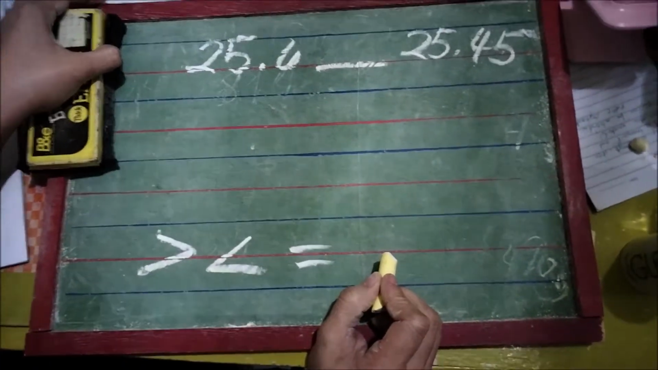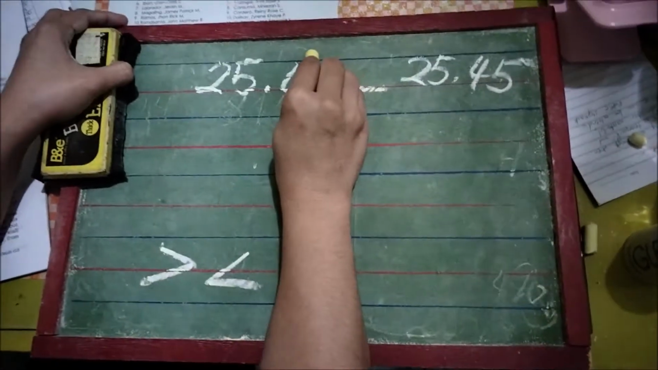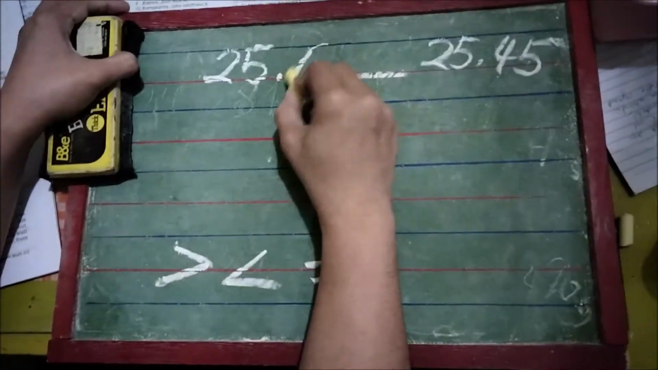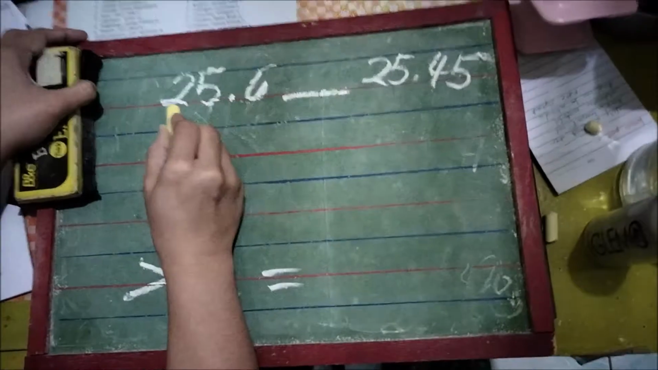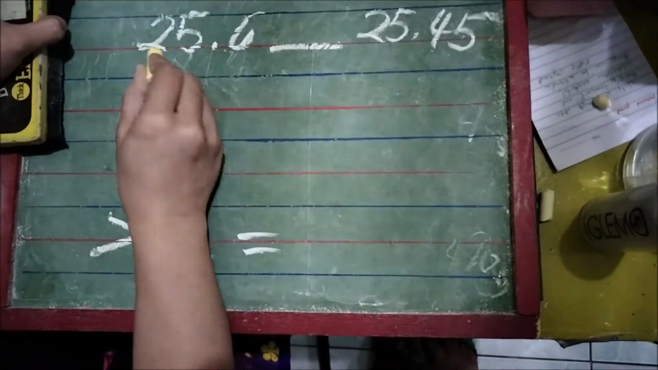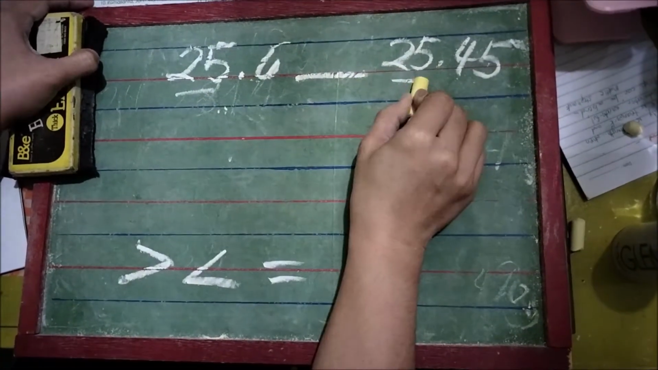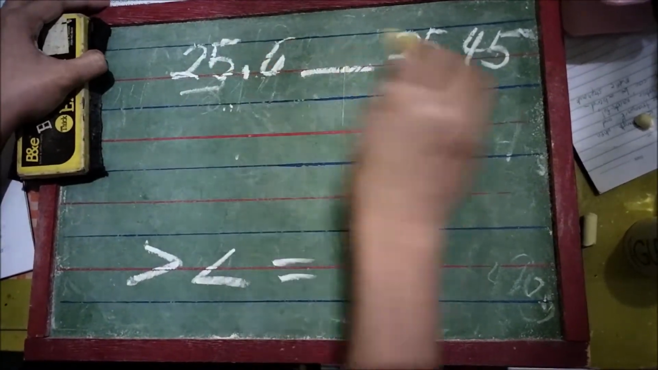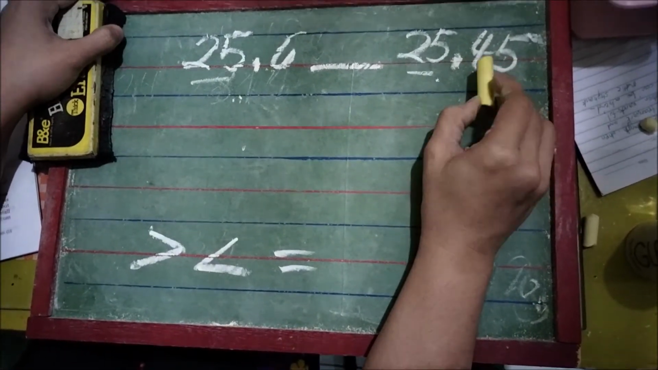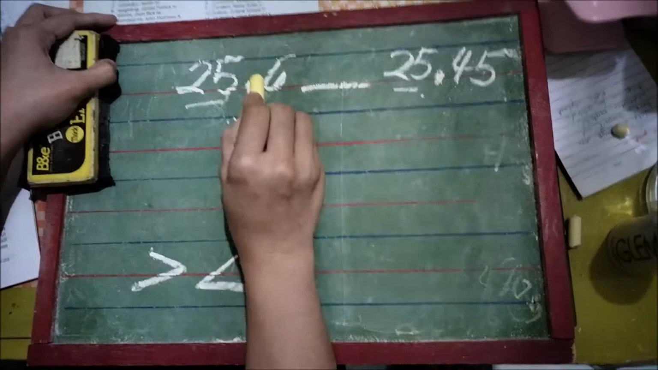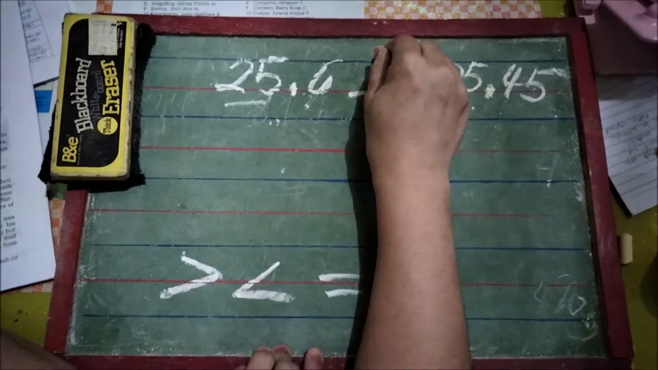Now, for you to determine which is bigger, you are going to compare the decimal numbers. But before you compare the decimal number, of course, you must first compare the whole number. So this will be 25 and then of course 25. So both are equal. But here we have the decimal point, which is bigger? Is it 45 hundredths or 6/10? This time, 6/10 is bigger.